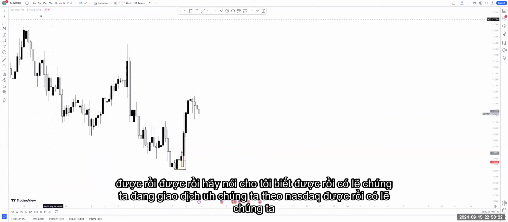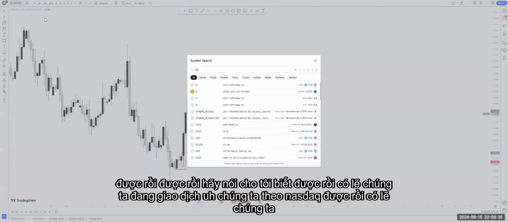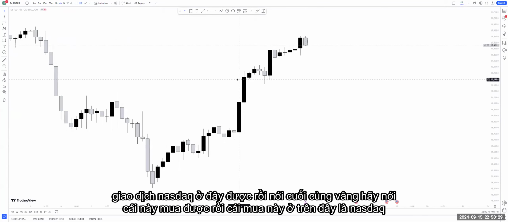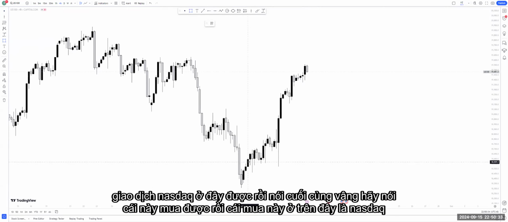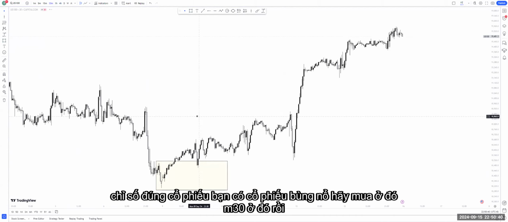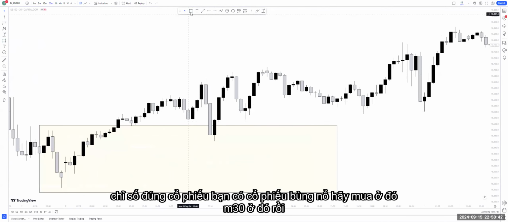Tell me about, maybe we're trading US 100 NASDAQ. Maybe we're trading NASDAQ here. Say less. Let's say this buy. It's a buy zone. This is NASDAQ indices, US stocks. Boom, get into the buy zone over there.